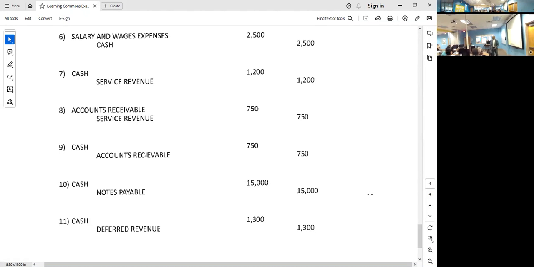Y'all go to the games, football games and stuff? Yeah, you buy your season tickets, right? FSU, FAMU, when you buy those season tickets, they're gonna debit the cash, they're gonna credit deferred ticket revenue until that game is played. Because if they don't play the game, they gotta get the money back. So they'll put it in the deferred ticket revenue until that game is played, then they'll move it to ticket revenue.